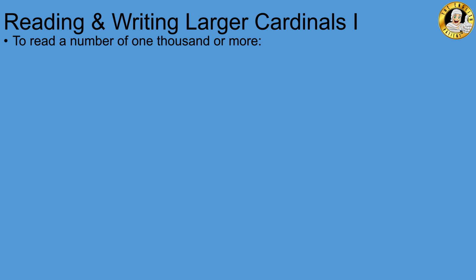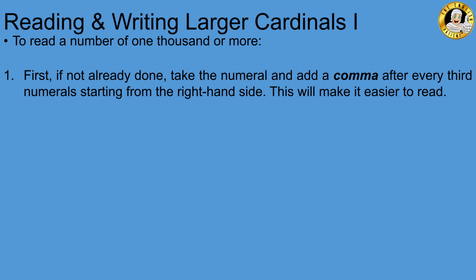Now, to read a number of 1,000 or more, first, if you haven't already done so, you want to take the numeral form that you've got and add a comma after every 3 numerals, starting from the right-hand side. And this is going to make it easier for you to read this number. For example, if you are given a number like this, it's going to be very difficult for you to read it unless you actually start adding the commas.